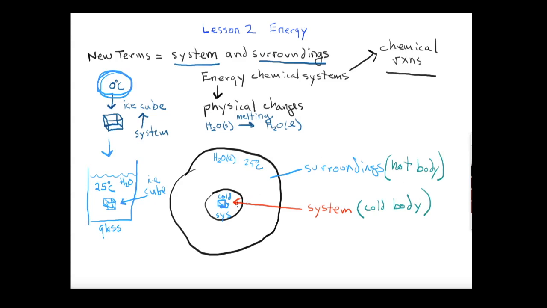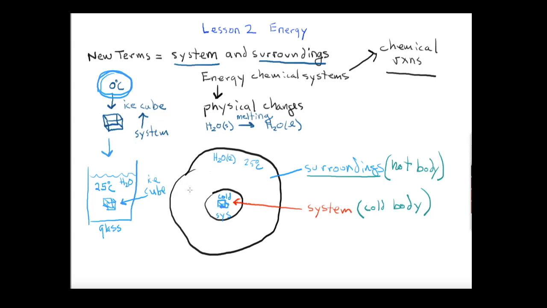Now, common sense dictates that the ice cube is going to melt, and the reason for that is because the surroundings are warm relative to the system, and energy is going to move from the surroundings into the system. So I'm going to do this way. Whoops, I made a mistake. Let me just switch that.